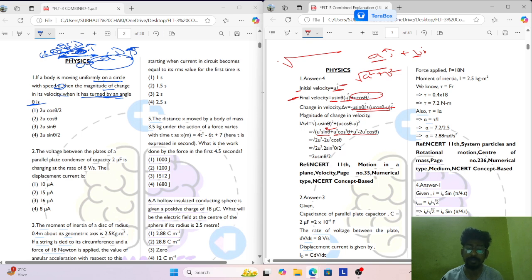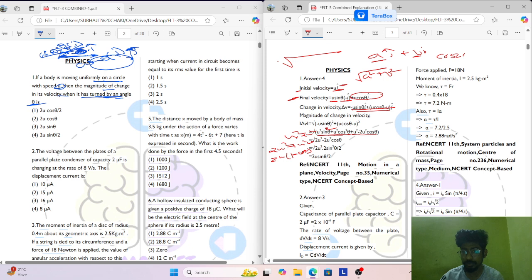sin square theta plus cos square theta. So what will you get? You will get 1 times u square, because sin square theta plus cos square theta equals 1. Here u square. So u square plus u square equals 2 u square, minus 2 u square cos theta. So take 2 u square out. What you will get? 2 u square into 1 minus cos theta. And you also know cos 2 theta.